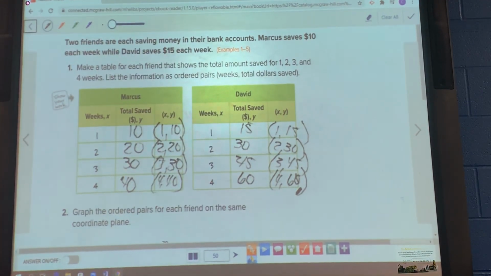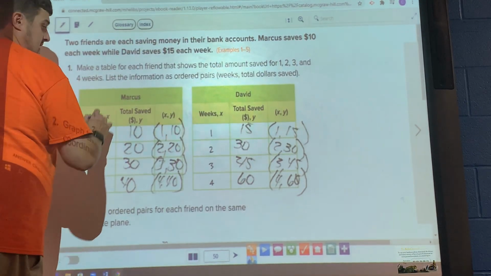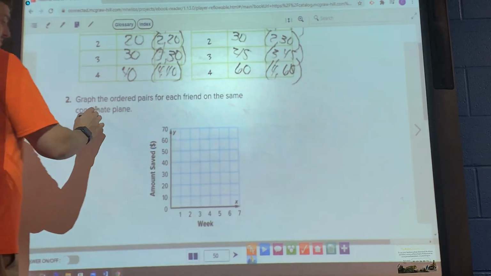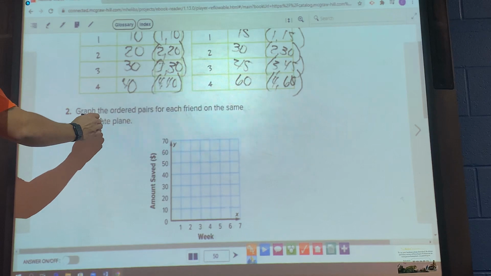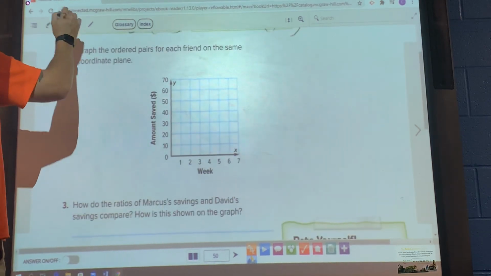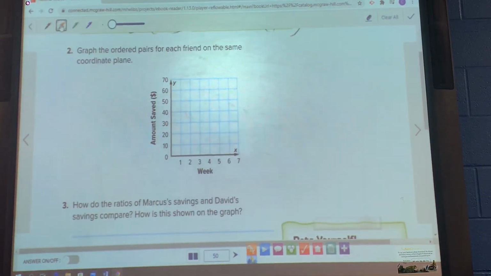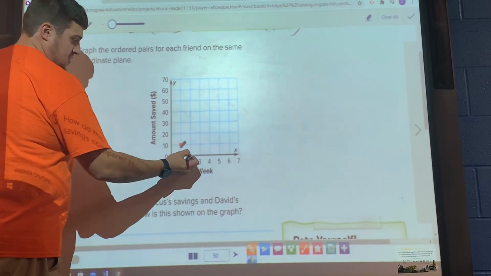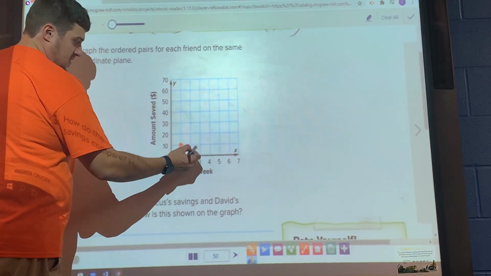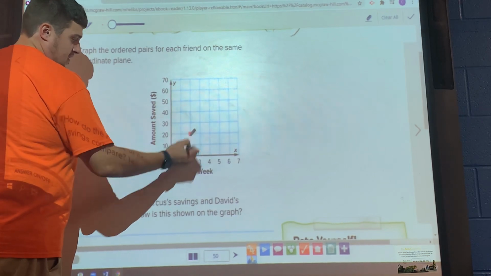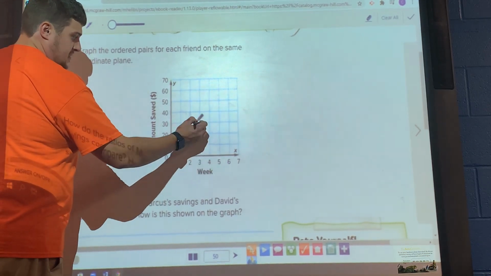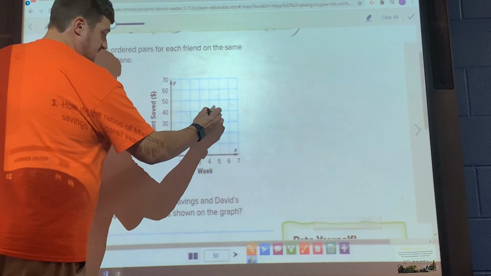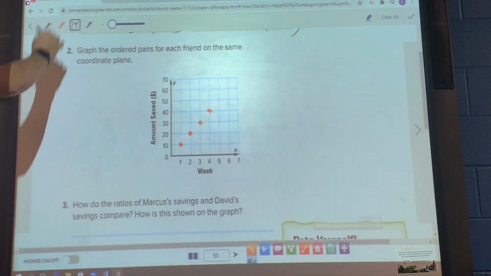So that was step 1. Step 2 is to graph them using the ordered pairs we have in our tables. We're going to start with Marcus. I'm going to do red for Marcus. So 1, 10. Then 2, so we go over to 2, go up to 20. Go over to 3, go up to 30. And go over to 4 and go up to 40. So that's Marcus.